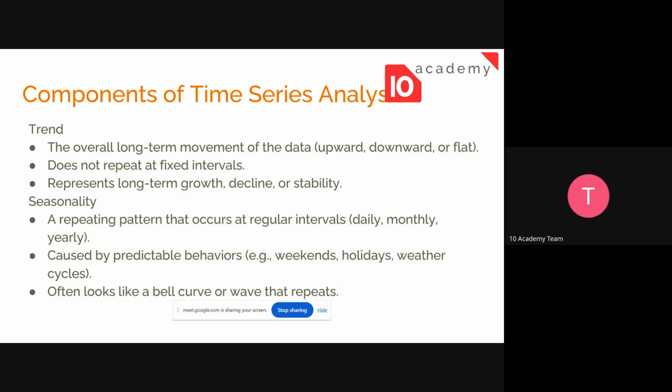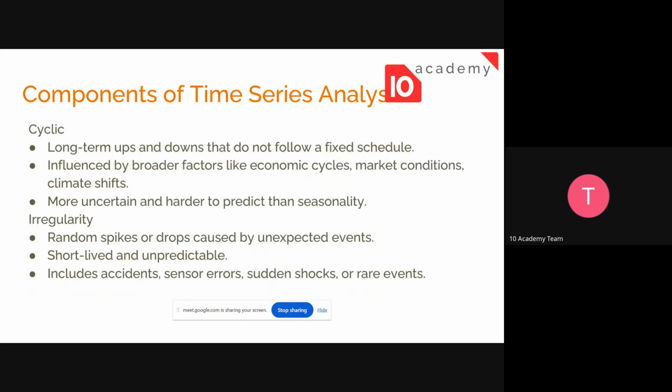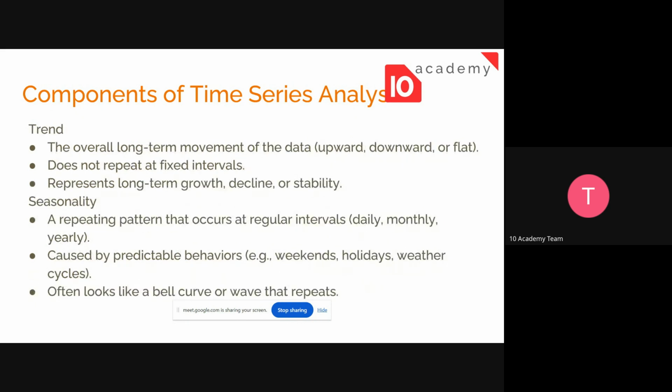So, what are the basic components of a time series? There are four basic components you can find when you do time series: trend, seasonality, cyclic, and irregularity. So let's go into details on each of them.